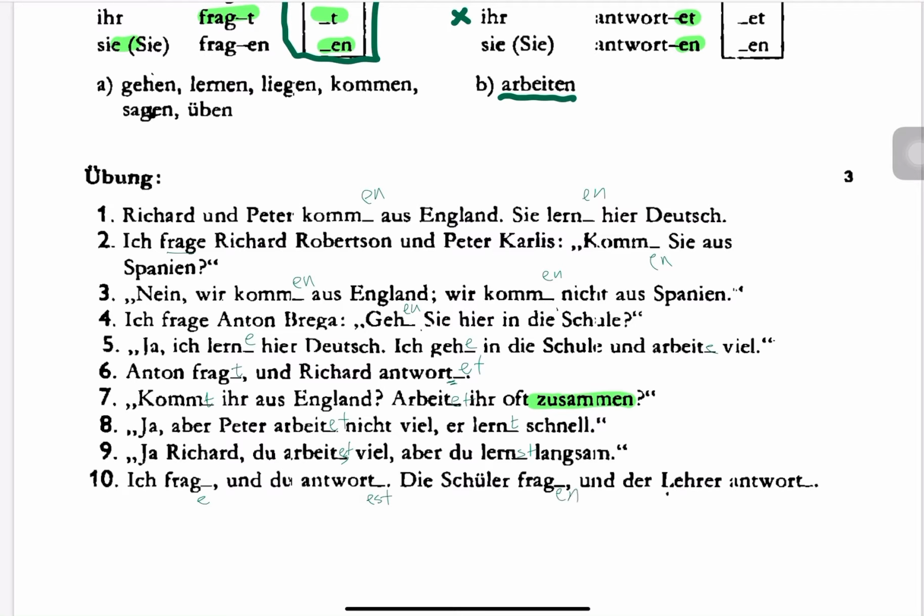Because die Schule is the plural form. Und der Lehrer antwortet, and then the students ask and the teacher answers.